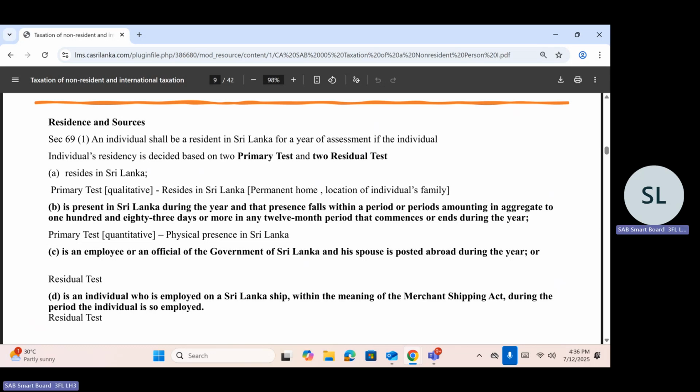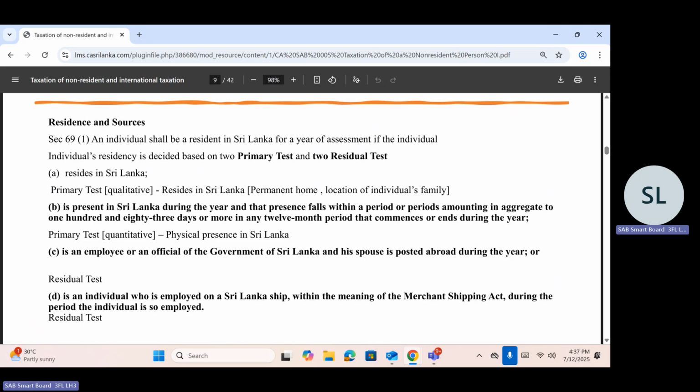So the second thing is whether the individual is physically present in Sri Lanka for a period of 183 days in any 12-month period. If that individual is physically present in Sri Lanka for 183 days or more in a 12-month period, he shall be treated as a resident individual for Sri Lanka income. We are not bothered about any other provision. That is for income tax purposes.